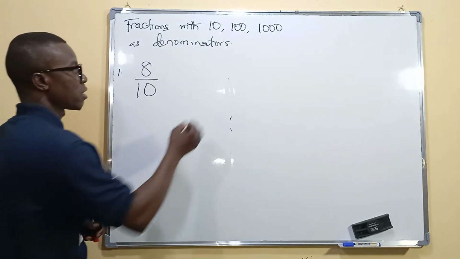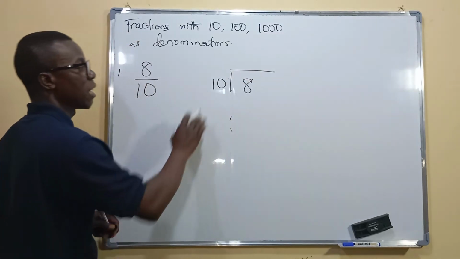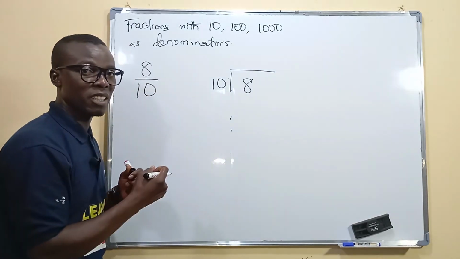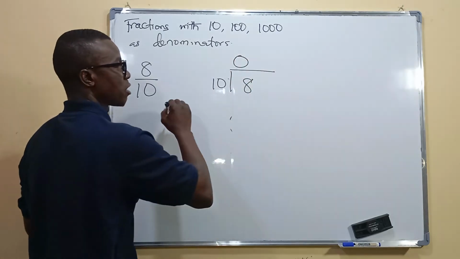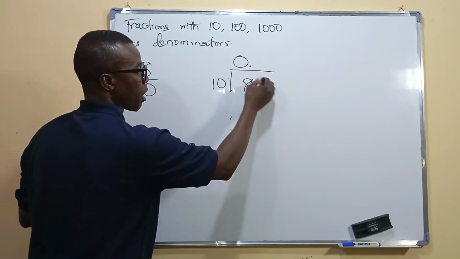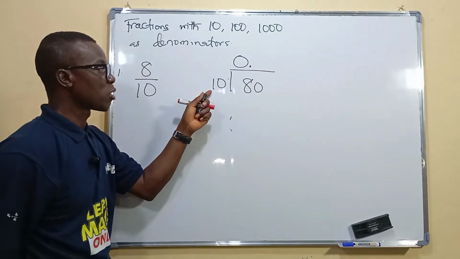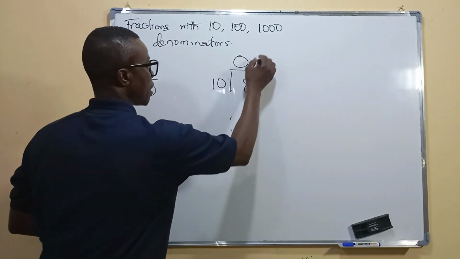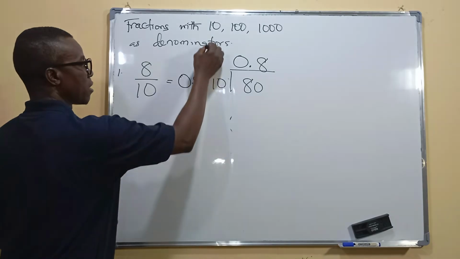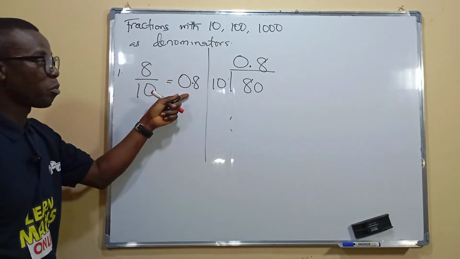Now, of course, you can still go over the same thing I did the other time. 8 divided by 10. How many 10s can I have in 8? Of course, I'll not be able to bring out 10 out of 8. So I'm going to just have 0 here. I'm going to put my point. And then since I've introduced my point, I'm going to add 0 to this 8. It becomes 80. So how many 10s can I have in 80? And that will be 8. So this is 0.8. So 8 over 10 is the same as 0.8.